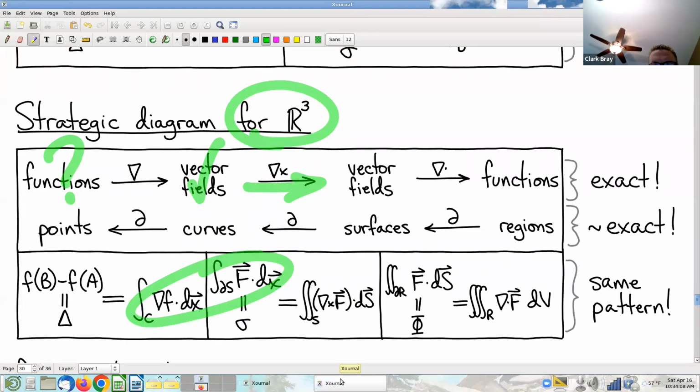Okay, so taking stock, yes, I did get 0. That means that there is an anti-gradient. And so fundamental theorem of line integrals is on the table, which is nice, I guess.